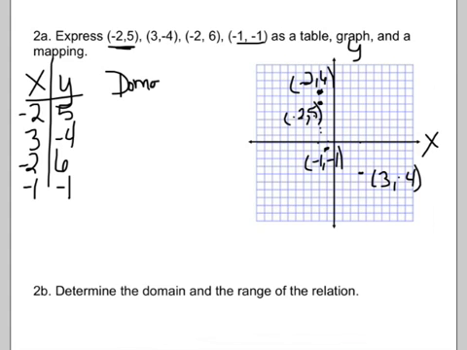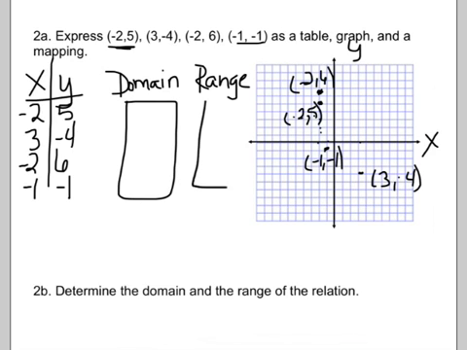I'm going to have my domain and my range. Okay, and I'm just going to kind of draw these little rectangles, ovals, whatever you want to do. All right, -2, 3. Now, do I have to put -2 in there twice? No, because if I'm doing my domain, it's only in there one time. -1. And for my range, I've got 5, -4, 6, and -1.